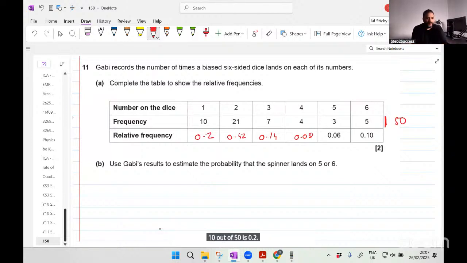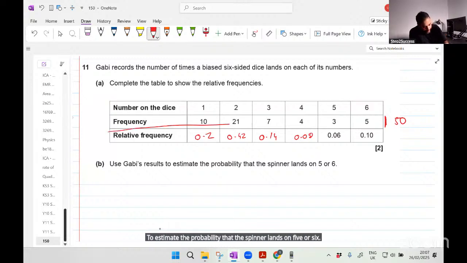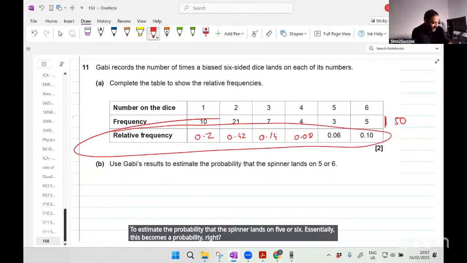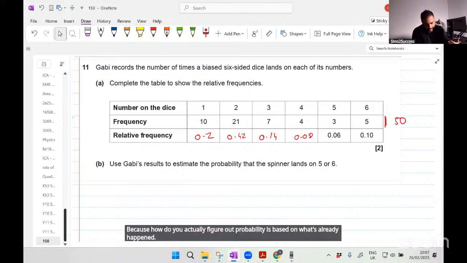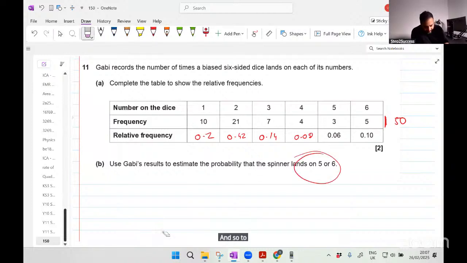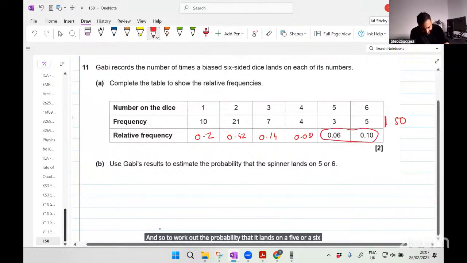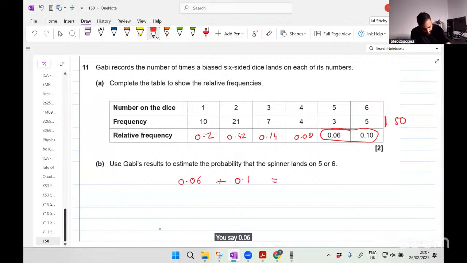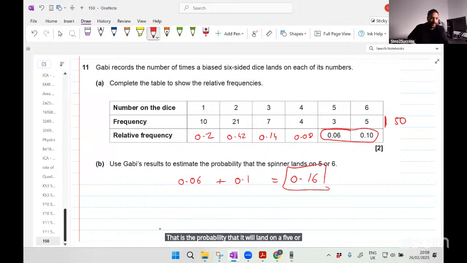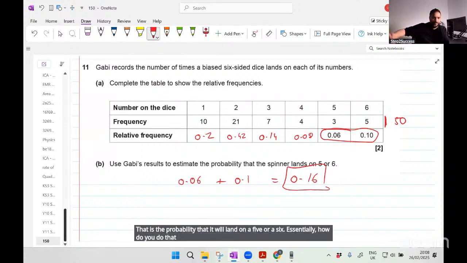And then use Gabby's results to estimate the probability that the spinner lands on 5 or 6. Essentially, this becomes a probability, right? Because how do you actually figure out probability? It's based on what's already happened. So to work out the probability that it lands on a 5 or a 6, you add these two together. You say 0.06 add 0.1, which is 0.16. That is the probability that it will land on a 5 or a 6. Essentially, how do you do that kind of probability question? You add the probabilities together.